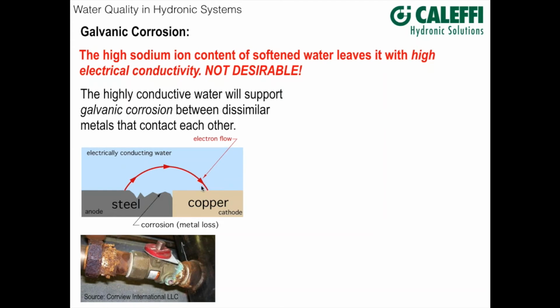Here's another photo that shows a bronze device here, a circuit setter, and you can see there's a steel pipe screwed into each end of that, and you can see some pretty severe corrosion over here on the steel as on the other side, and yet the bronze itself is not corroded.